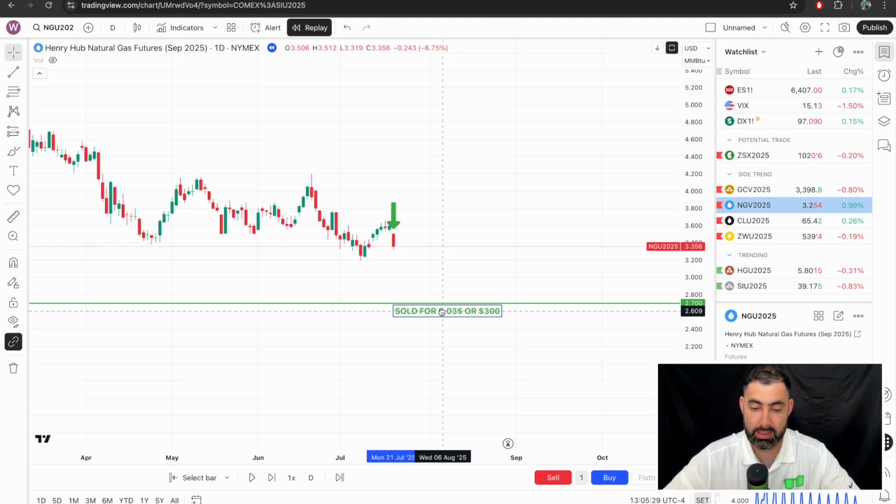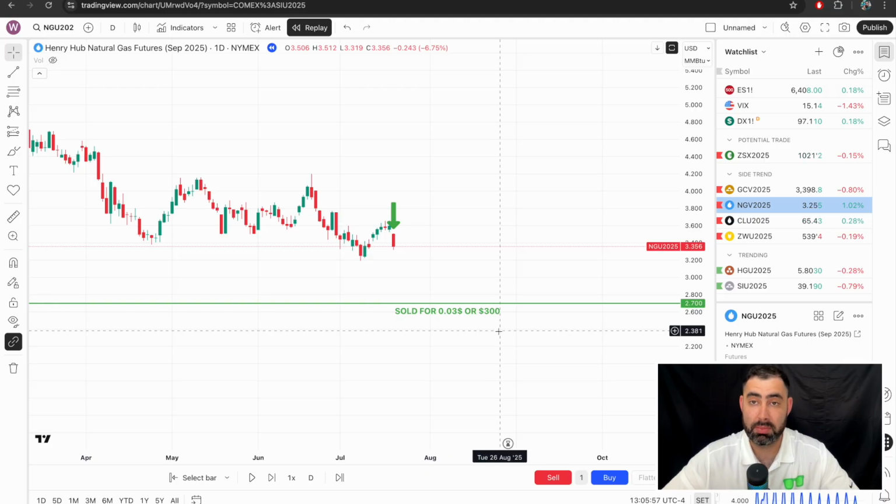So let's say on Monday, July 21st, I sold a put on natural gas futures at strike 2.7, and I received $0.03 per contract, or it's $300. The multiplier is 10,000 for natural gas. So basically we received about $300 in credit per position.